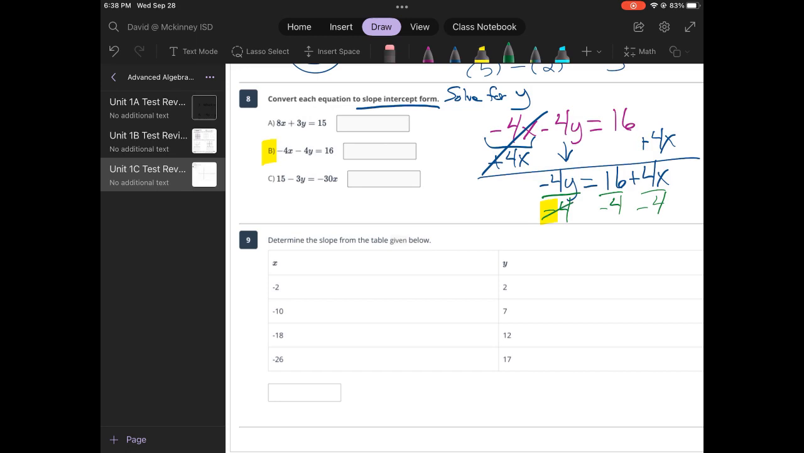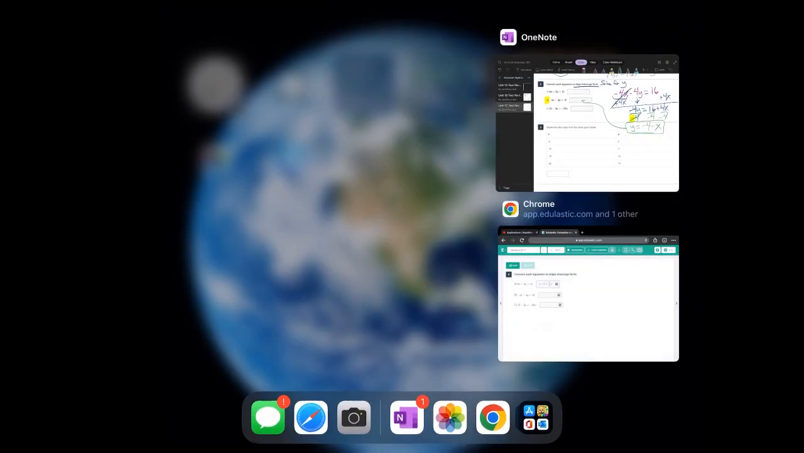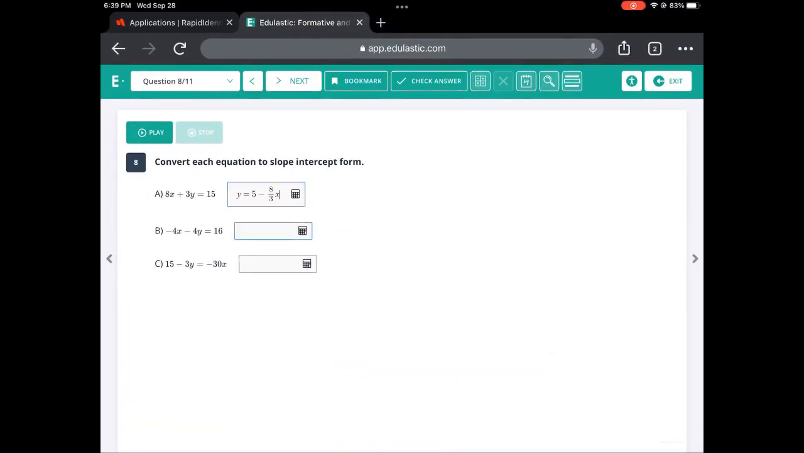As I do, a negative 4 divided by a negative 4 cancels out. I get y is equal to 16 divided by negative 4 is negative 4. Positive 4 divided by negative 4 is a negative 1. In this case, I don't need to write that. I can just write negative x, and that 1 is implied. And so then I would switch over to my edge elastic, and this is what I would put in. y is equal to negative 4 minus x.